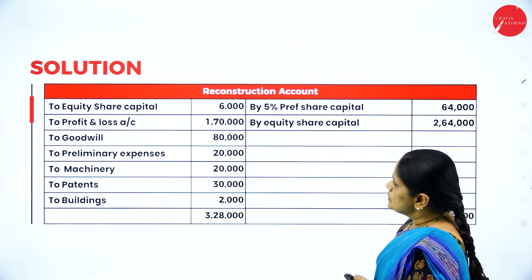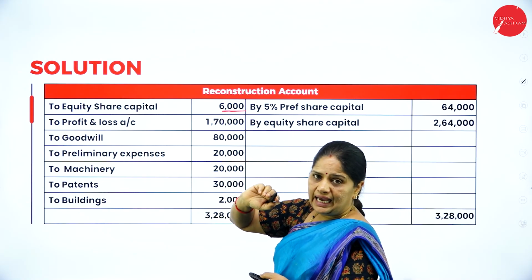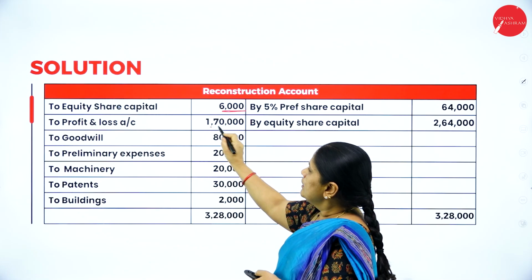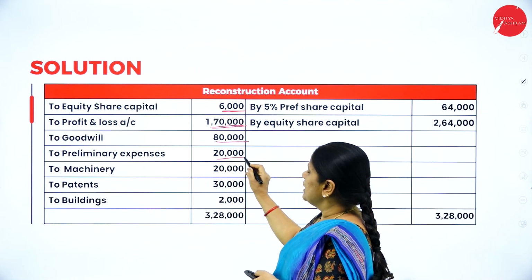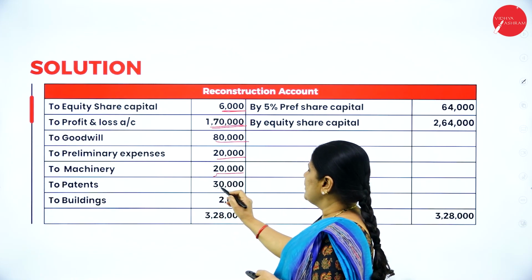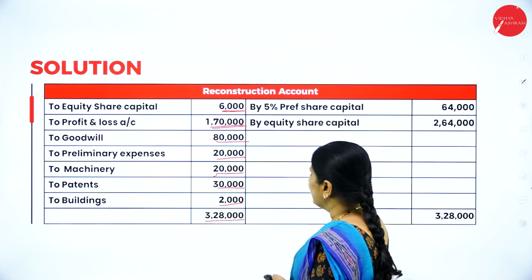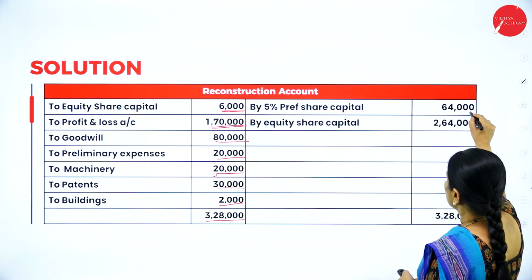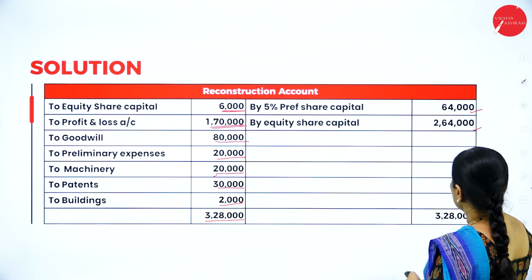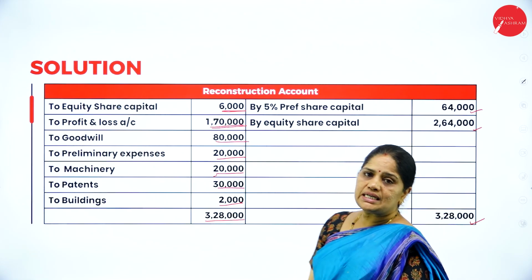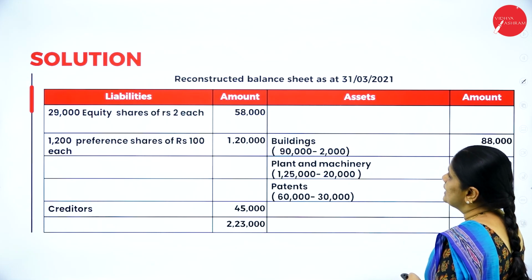So in this way we have to write off the losses, and then we have the reconstruction account here. In the reconstruction account, 6,000 is made use of to pay off the arrears of preference dividend. Then to profit and loss account 1,70,000, to goodwill 80,000, to preliminary expenses 20,000, to machinery 20,000, to patents, to buildings. So it comes up to 3,28,000. So here preference share capital 64,000 by equity share capital 64,000. The total comes up to 3,28,000.